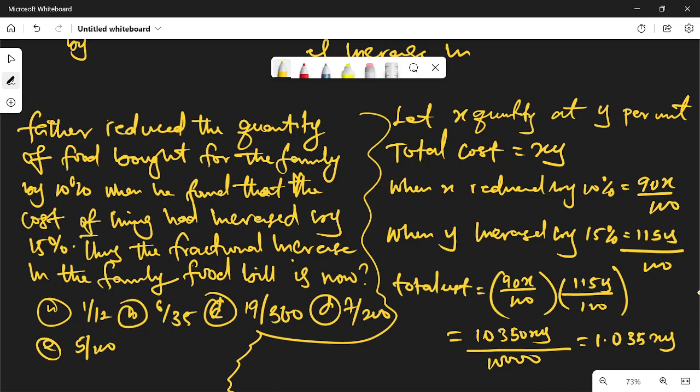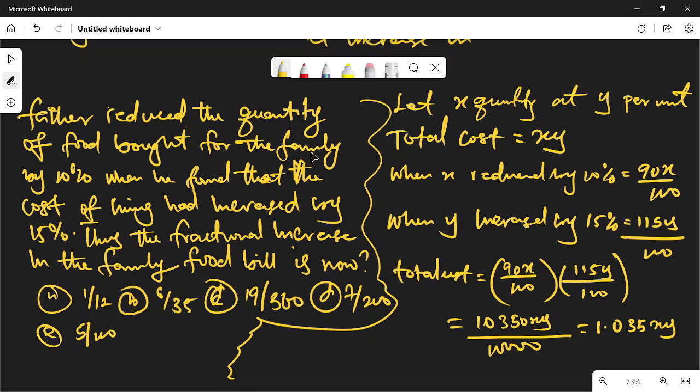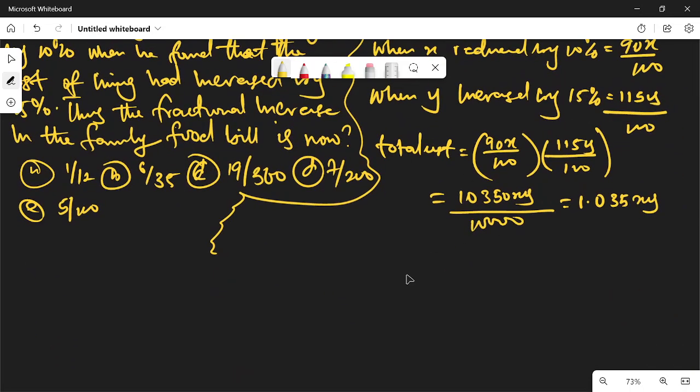Okay, so what's the question? The question now says the increase in the cost. So let's find the increase in the cost. For us to get the increase in the cost, the initial price is XY, so the increase in cost is therefore going to be 1.035 XY minus XY.